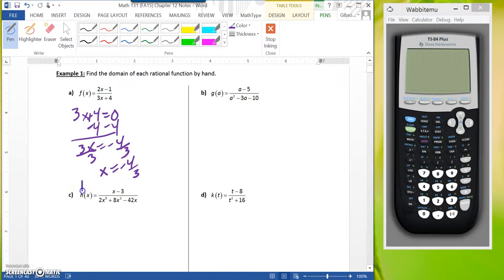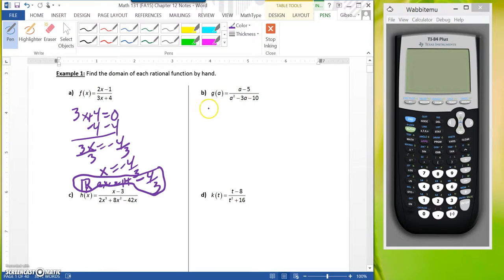So our answer would be all reals. Now this is the symbol for all real numbers, except negative 4/3. And that will be our final answer. All real numbers except negative 4/3.